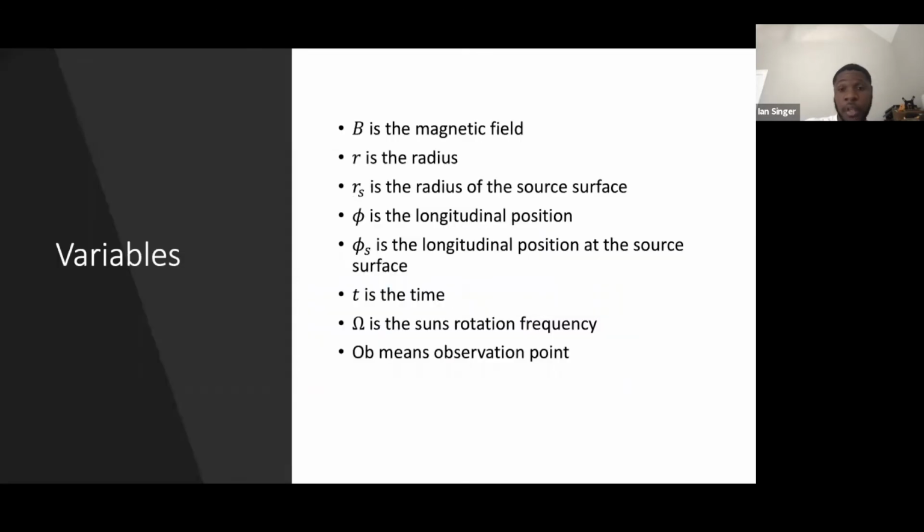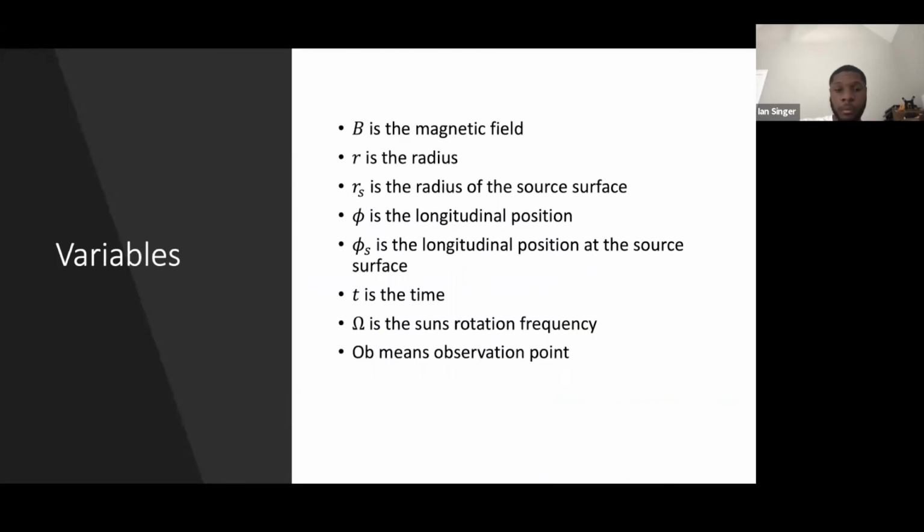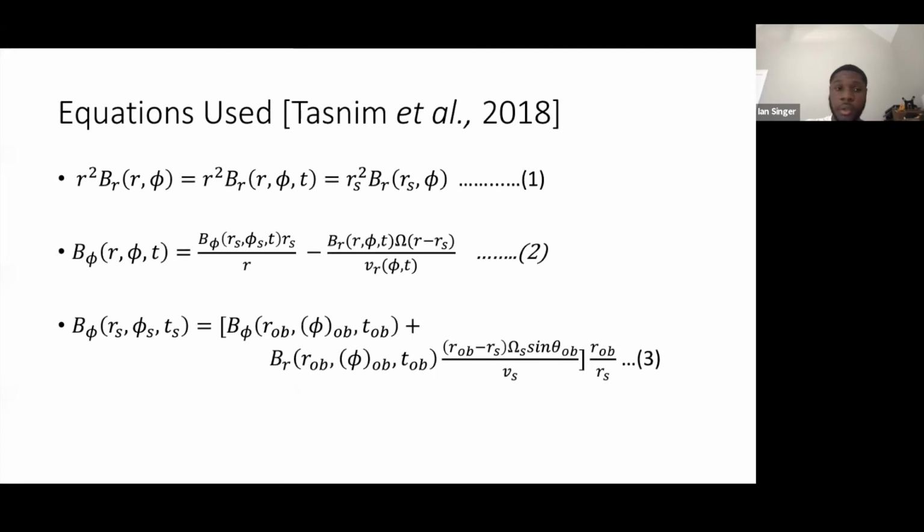Let's go on next. Here are a lot of the variables that you're going to see used throughout the next equations. In these equations right here, this is what the variables represent. Now, these are the three main equations I use throughout my project, and these come from my mentor's paper. The first equation shows the radial varying magnetic field, the second one shows the radial varying azimuthal magnetic field, and the third one shows the azimuthal magnetic field at the source surface. The source surface is just where the solar wind originates.